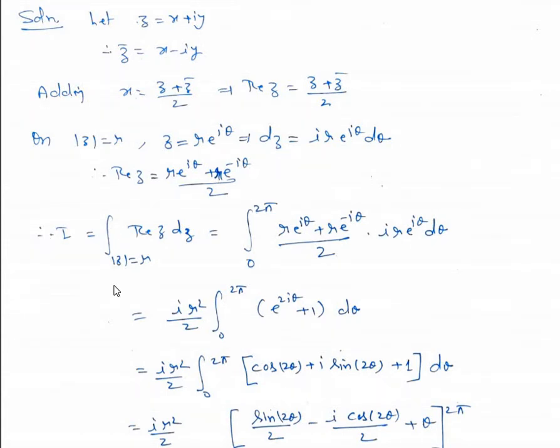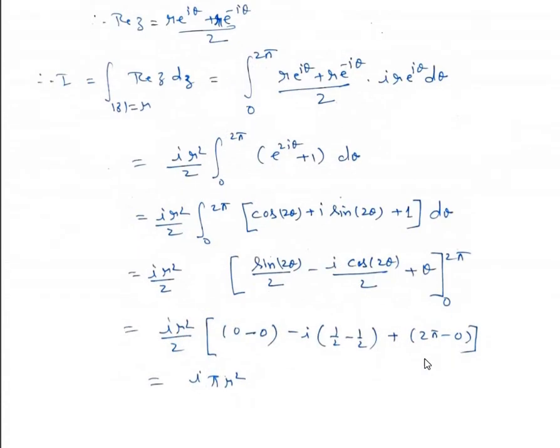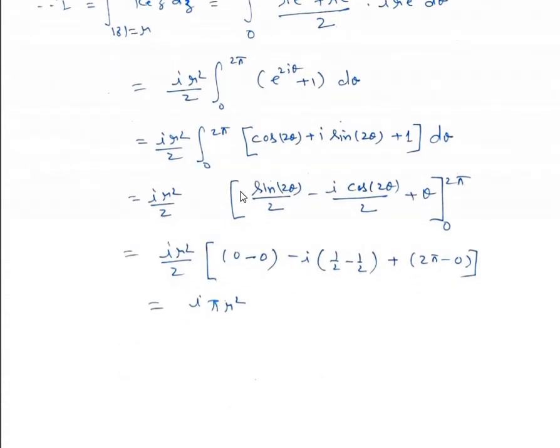So therefore I is equal to integral over mod z is equal to r, real part of z dz, is integral 0 to 2 pi, real part of z is (r e to the power i theta plus r e to the power minus i theta) upon 2. In place of dz, we write i r e to the power i theta d theta, which can be written as i r square upon 2 integral 0 to 2 pi (e to the power 2 i theta plus 1) d theta. E to the power 2 i theta can be written as cos 2 theta plus i sin 2 theta, and plus 1, d theta, which is equal to i r square upon 2.